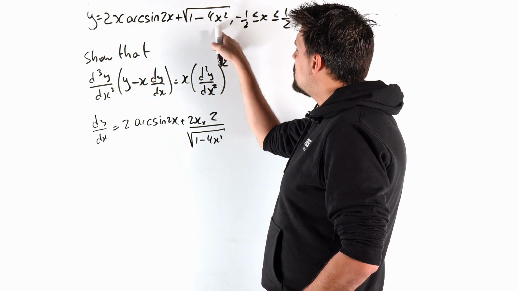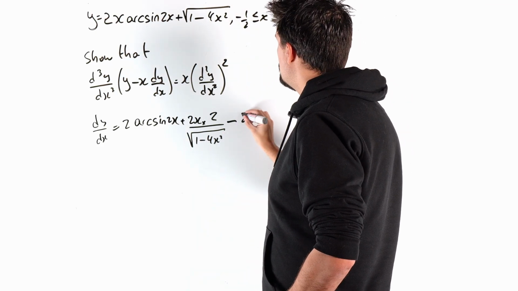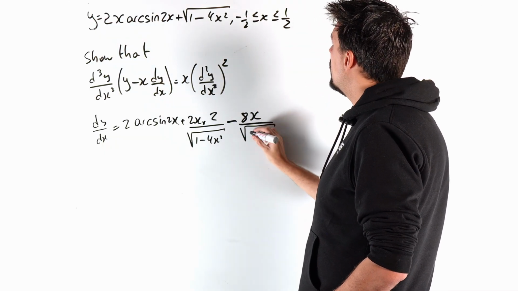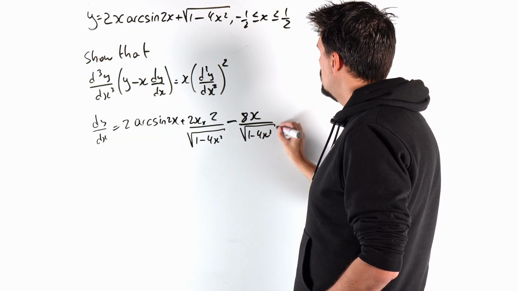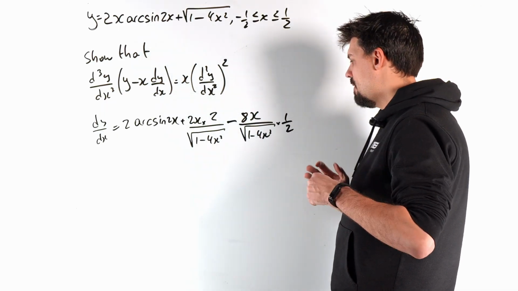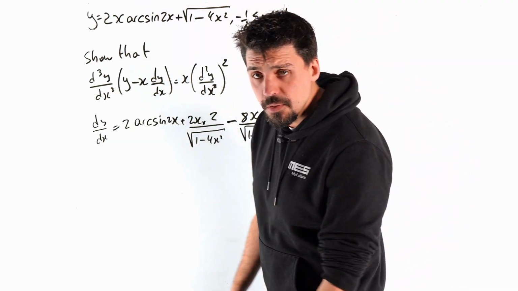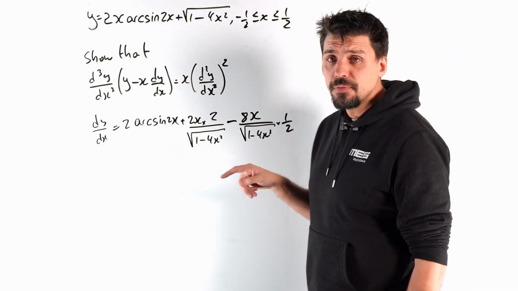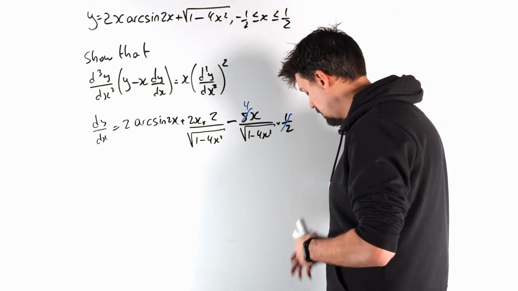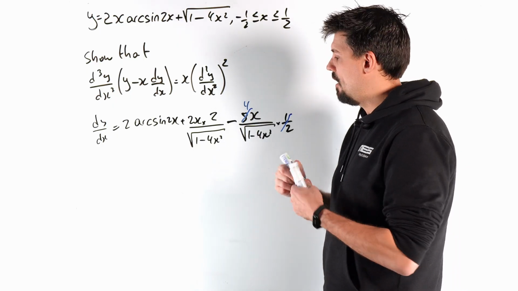And now we need to differentiate this. So chain rule, we're going to differentiate the 1 minus 4x squared, which will give me minus 8x. And then differentiate that square root, times a half, because it's a square root. All right, now 2x times 2 is 4x. 8x times a half is 4x.